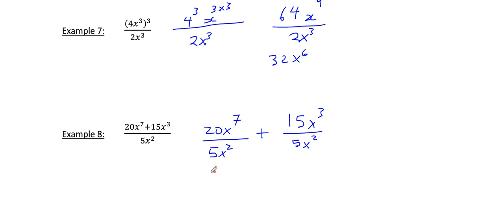Taking the constants at the front, 20 divided by 5 is just 4, x to the power of, now this is a division law, so 7 minus 2, plus the second fraction, 15 divided by 5 is 3, x to the power of 3 minus 2, which is 1. So that becomes 4x to the 5 plus 3x.